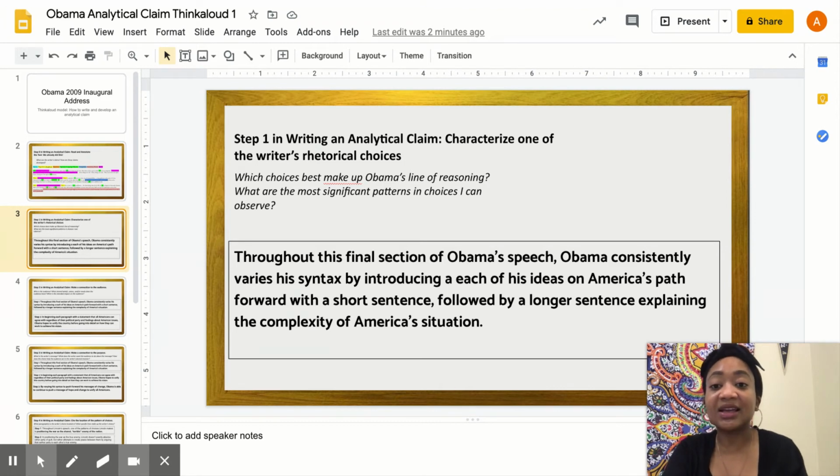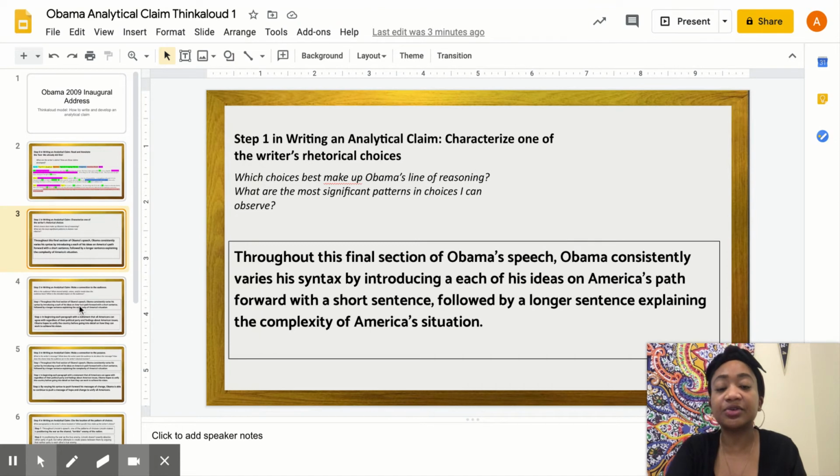So I'm going to go ahead and characterize this choice and say a little bit about what I think it means. Throughout this final section of Obama's speech, Obama consistently varies his syntax by introducing each of his ideas on America's path forward with a short sentence, followed by a longer sentence explaining the complexity of America's situation. So here I have stated where I see this rhetorical choice, and I've given a little bit of information. So I've described it, right?